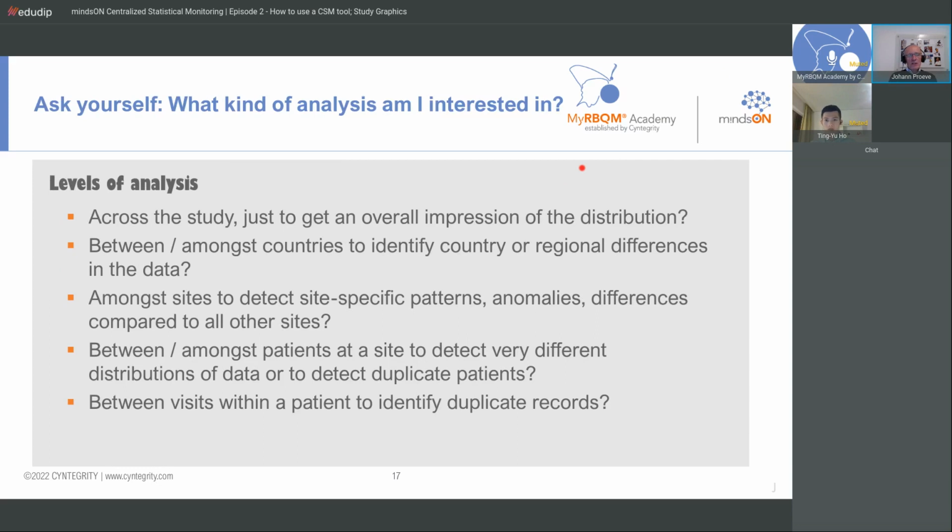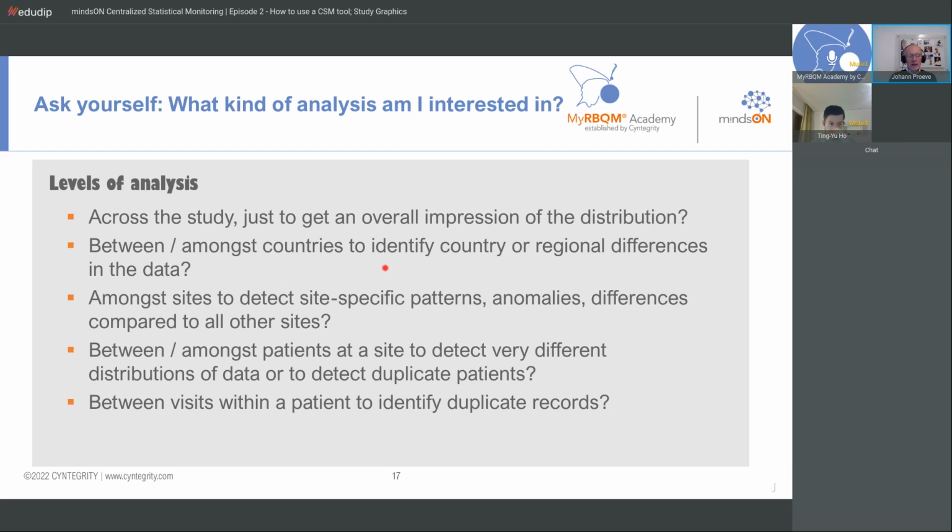So then the question is, what kind of analyses are you interested in? And there are different types or levels of analyses. One can run such an analysis across the study just to get an overview, an overall impression of the distribution. And usually that is very helpful to just get an overview of what is happening in my study. Are there any aspects, any data that look awkward? It also helps to get an impression of whether, for instance, if you happen to use 2 or 3 different central labs in different regions, these central labs produce the same distribution of the data, or are a little deviating from each other?